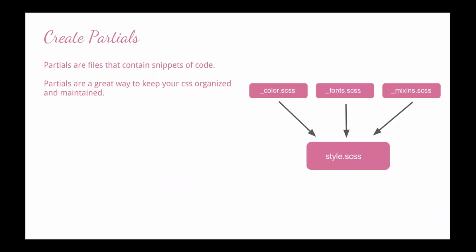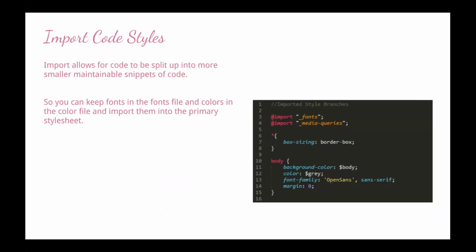You can also create partials, which are files that contain snippets of code, and it's a great way to keep your CSS organized and maintained. So if you're working with, say, your website branding colors, you don't have to put them just in that style sheet. You can simplify it and organize it more and put them in a specific color sheet. So if you want to change your colors, you can just refer to the color sheet. And then once it compiles, it will add to the CSS page.